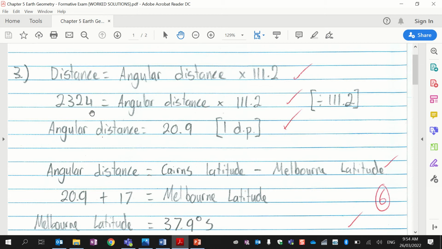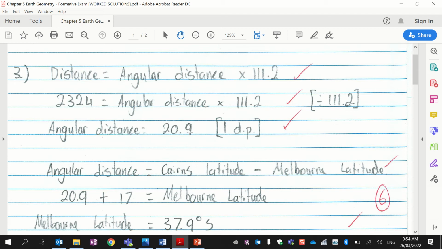You substitute in the value for distance and the value for 111.2. You use inverse operations to move the 111.2 to the other side by dividing, and then you find that the angular distance is 20.9.